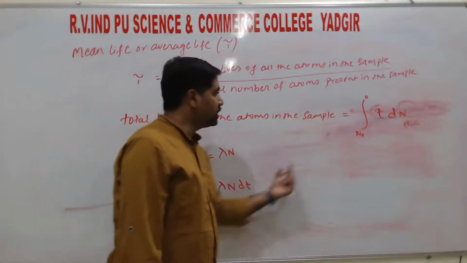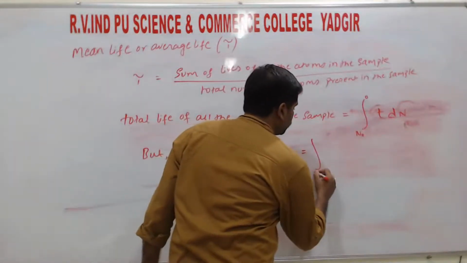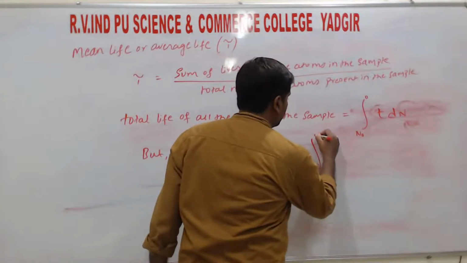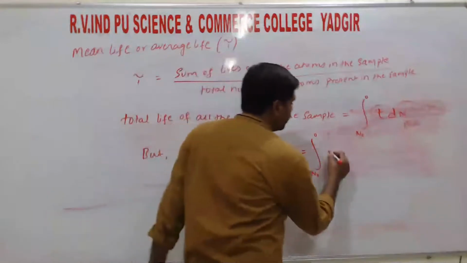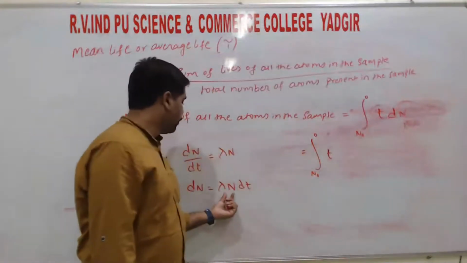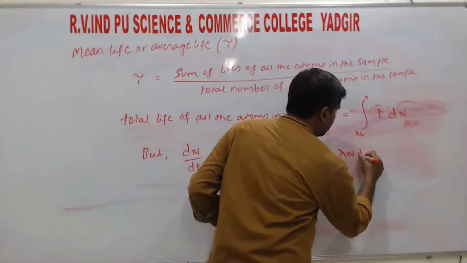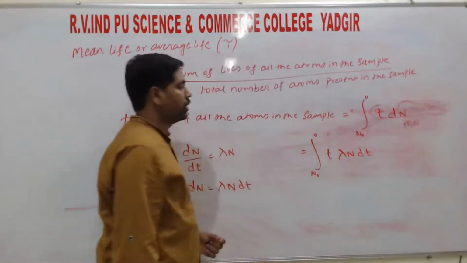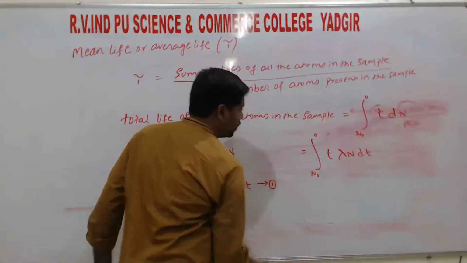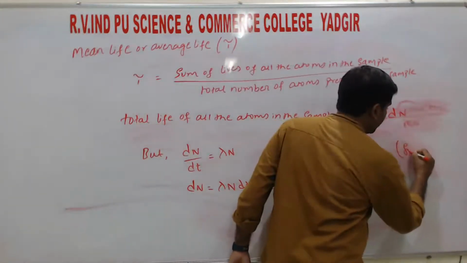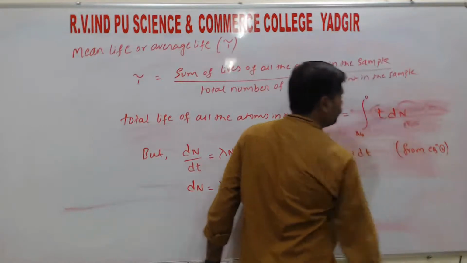Now we substitute this here because we have dn, then that equals the integral from n naught to 0 of t into, in place of dn we write lambda n dt, right? If we call this equation 1, I will write from equation 1, right?